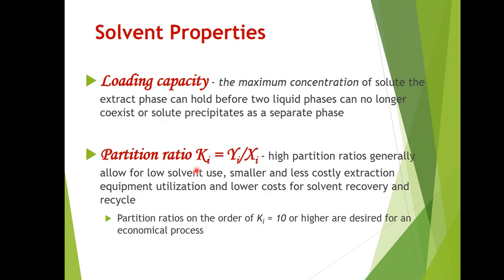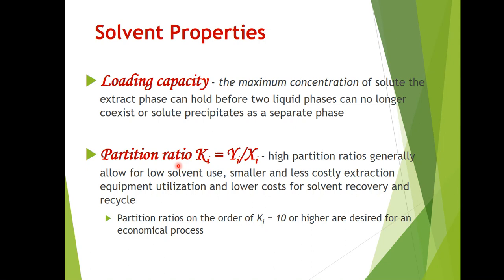Now, this was mentioned in the previous slide, so this is how it's represented. The concentration in the extract phase is Y. The concentration in the raffinate phase is X. This is just a continuation of what's written there. So the ratio of the concentration of component I at equilibrium in the extract and in the raffinate phase is your partition ratio or your distribution coefficient.